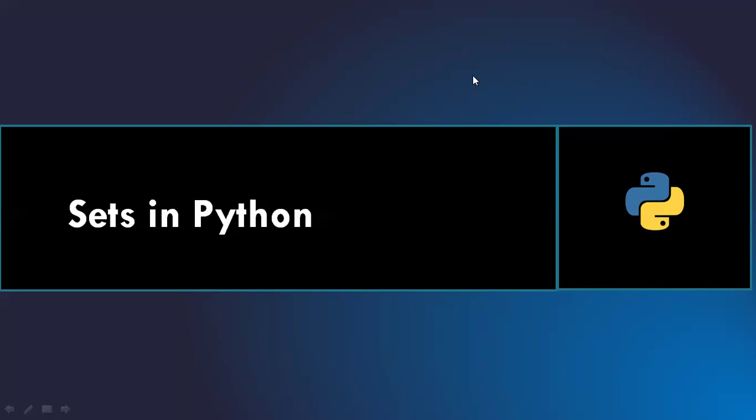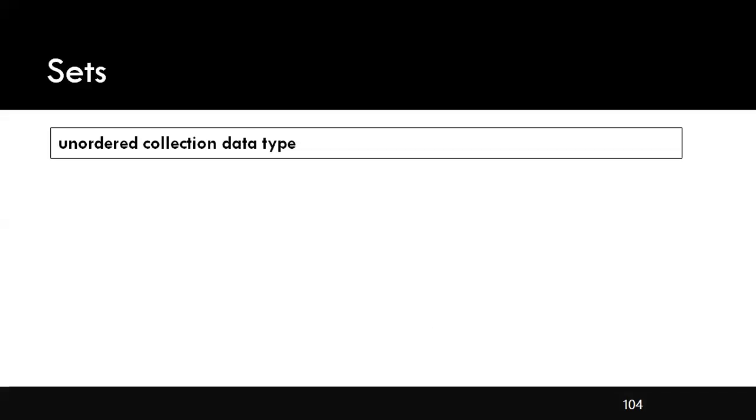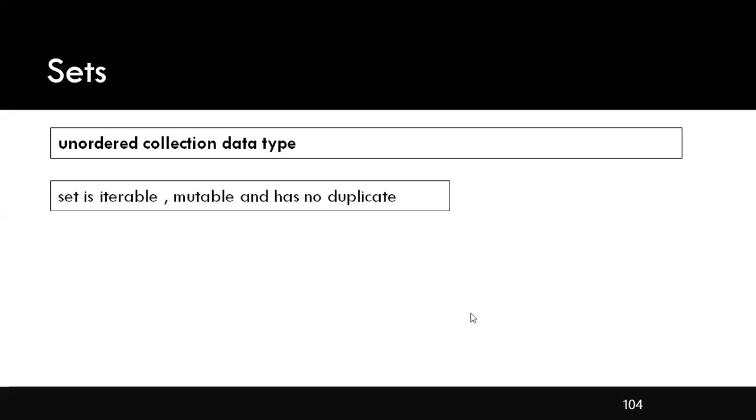A set is one of four built-in data types in Python, using which you can store collections. A set is an unordered collection data type, whereas a list is an ordered collection data type. A set holds an unordered collection of unique elements.